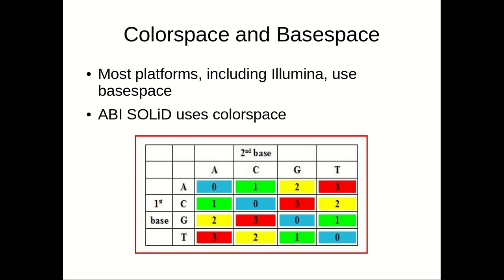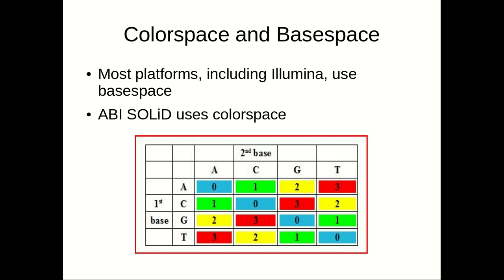I also want to point out the distinction between color space and base space. Now, chances are you won't encounter this because most sequencing platforms, including Illumina, which you'll probably be using, use base space, but there is one technology, SOLiD sequencing, that uses color space, so I just want to make sure that you're familiar with it. So base space is what you would expect. A read is given to you as a sequence of A, G, C, and T, just as they were read off from the sequencing. But ABI SOLiD works a little bit differently.